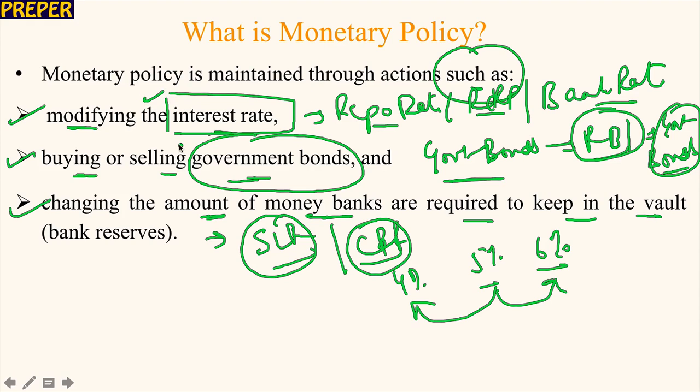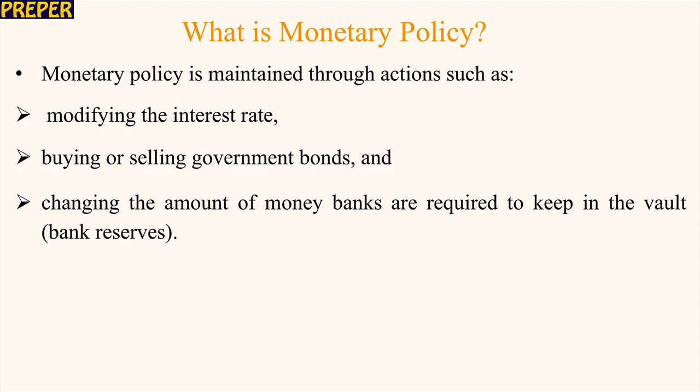So modifying the interest rates, buying or selling government bonds, changing the amount of money banks are required to keep in the bank reserves. All these things are required in order to regulate the money supply in the economy. This is what monetary policy aims. This is basically the aim of monetary policy, or the objective of monetary policy. So monetary policy is, in one single line, controlling or regulating the money supply in the economy. How can that happen? It can happen by all these three things that we have done.